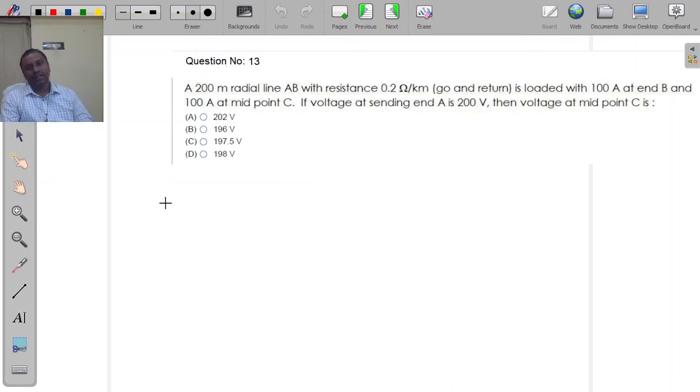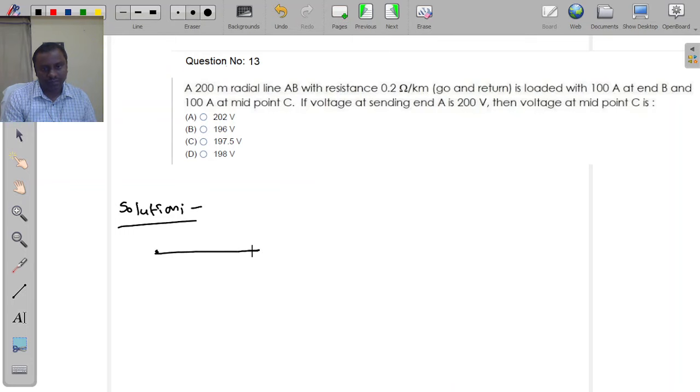A 200-meter radial line AB with a resistance of 0.2 ohm per kilometer, go and return, is located with 100 amps at the end B and 100 amps at the midpoint C. If the voltage at sending end A is 200 volt, then the voltage at midpoint C is? So this is a distribution problem. Sending end is point A, midpoint is point C, receiving end is point B.